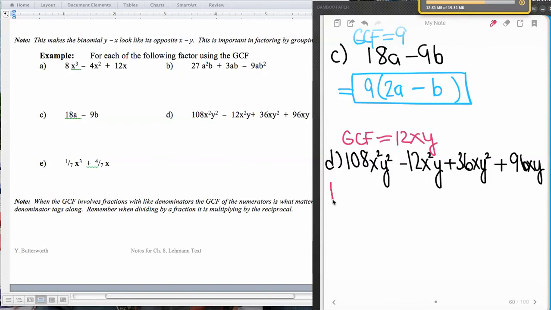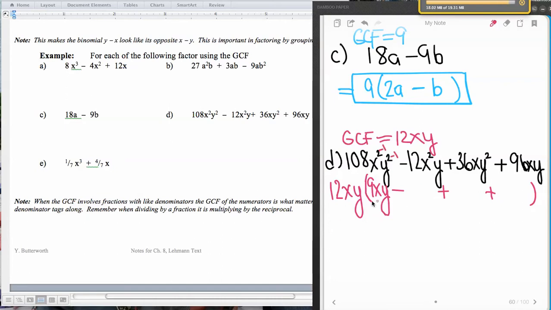So I'm going to take the GCF of 12xy, and I'm going to take it out of all of these, and I need a minus and a plus and another plus to separate out the 4 different terms. 12 goes into 108 9 times, x goes into x squared x times, y goes into y squared y times. All we're doing, remember, is using the quotient rule, 2 minus 1. 2 minus 1. Don't forget that.